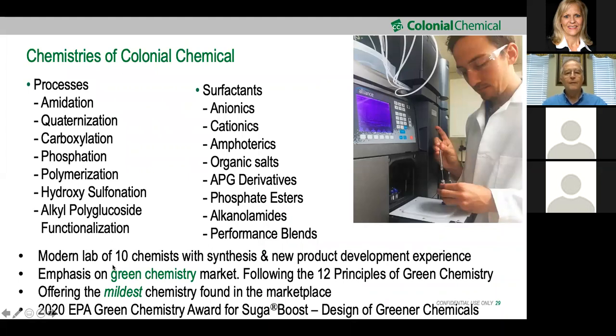Not going to read off everything here, but it gives you a good idea of the capabilities, the breadth of chemistries that we practice on the left in order to produce the range of surfactants that you see there listed on the right. So pretty good representation in the surfactant area.